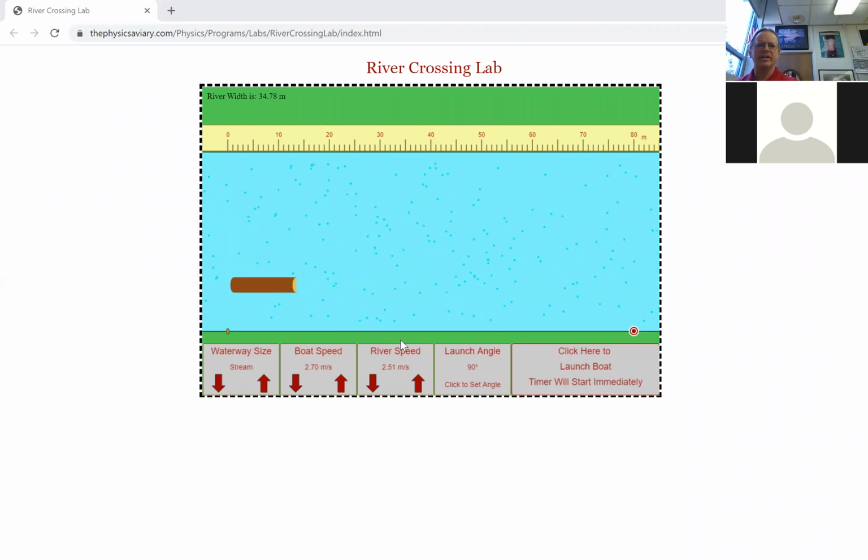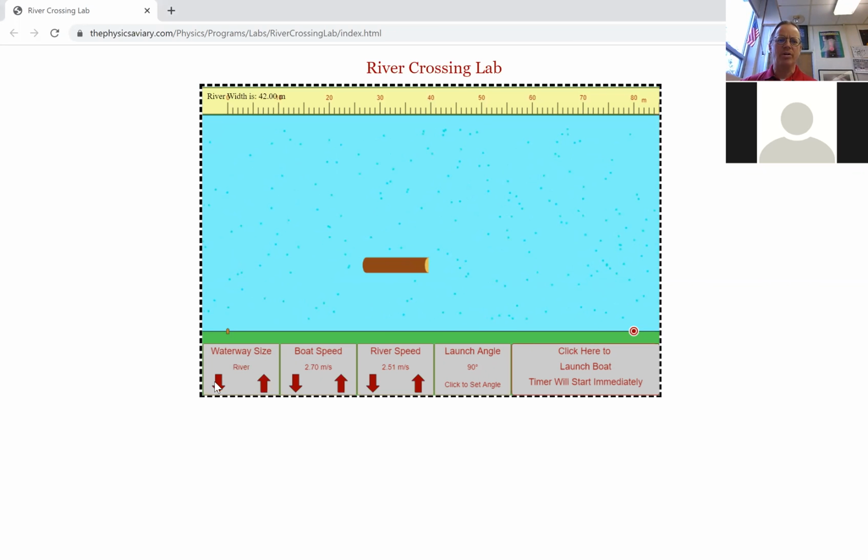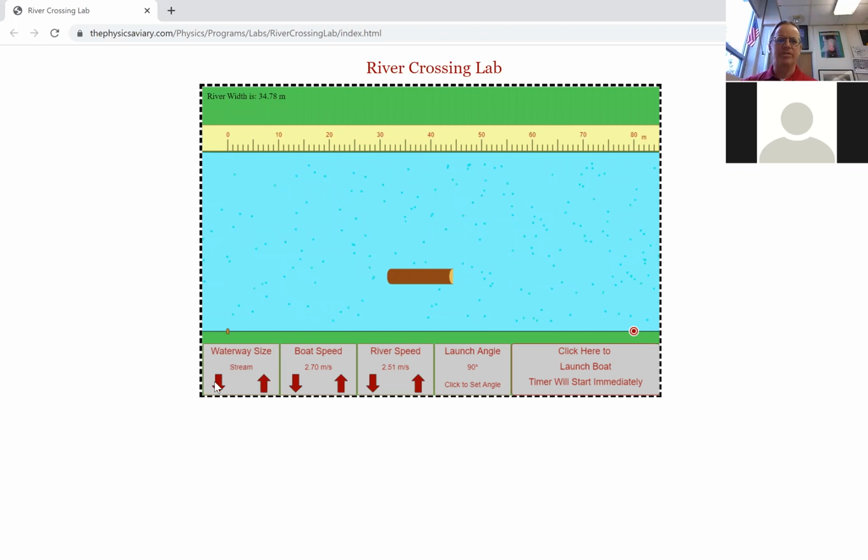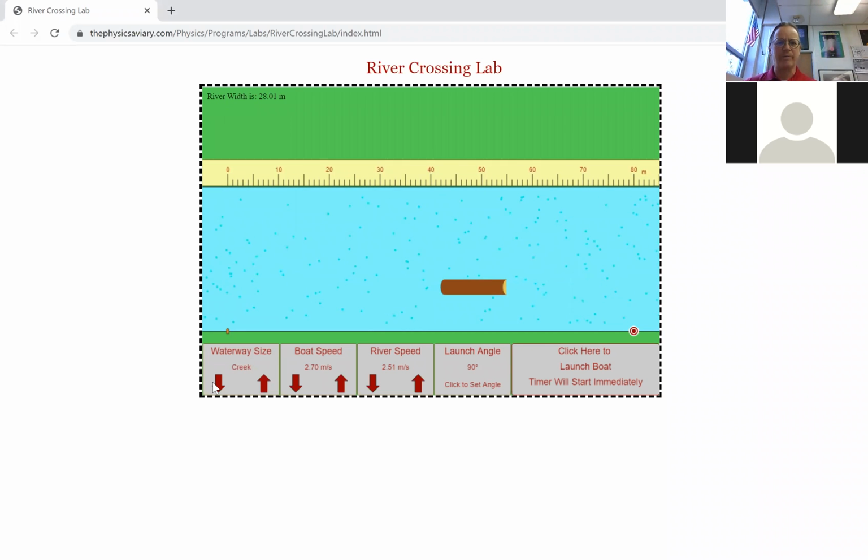So the first thing is, I'm going to keep mine on, once again, when you find a waterway size, keep it. So you go to stream, there's a lot of different sizes you can go to. I'm going to go down a little smaller so I get across a little faster. In fact, I'm going to go narrow. It'll take less time for me to get across. I like creeks. We'll go with the creek.